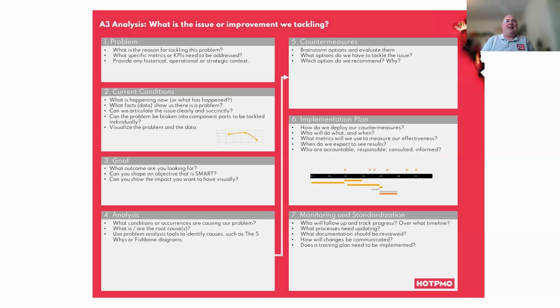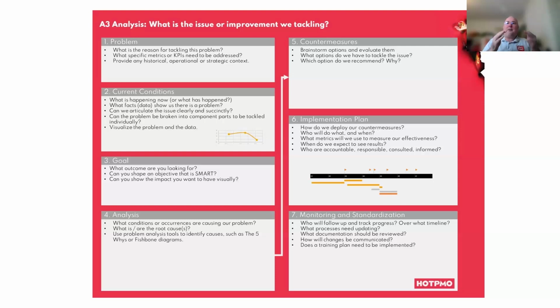And this is how it's laid out on your A3 piece of paper, defining the problem, identifying it. I'm not going to go through each of these in turn, but there are questions under each of these sections. So again, what is the problem that we're facing? Are there any particular KPIs that we need to focus on? Is there any historical content that we need to take in when we're trying to focus on what the problem is?